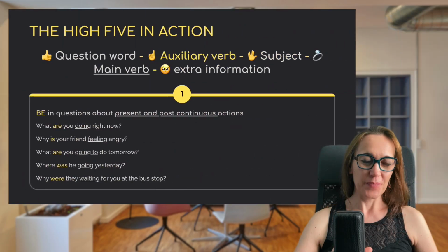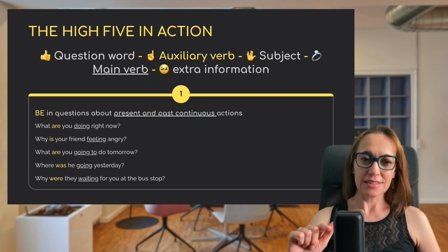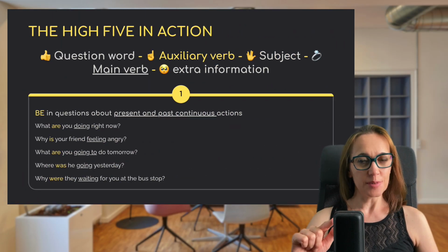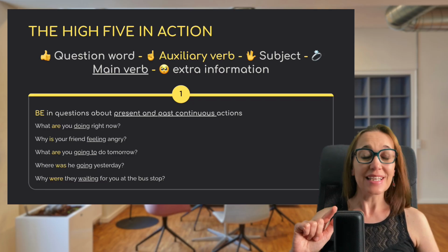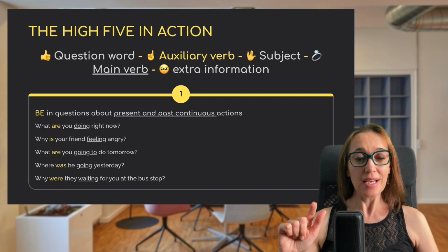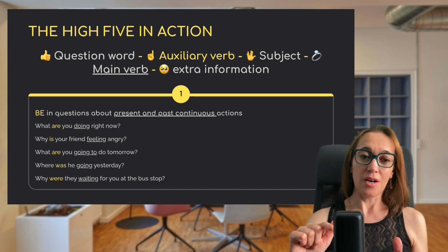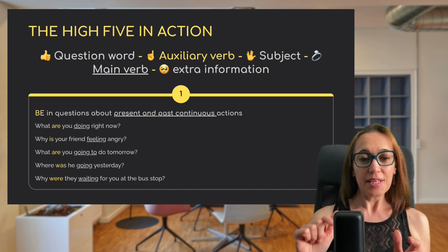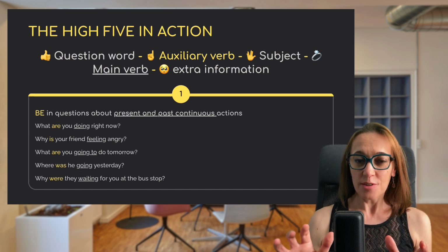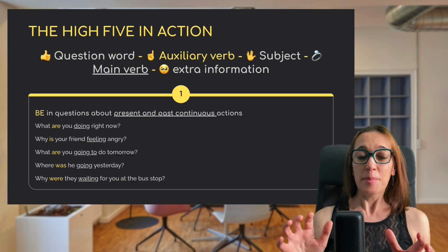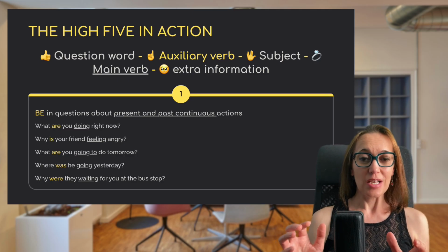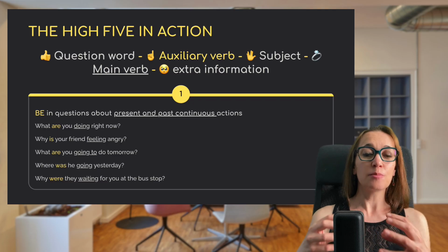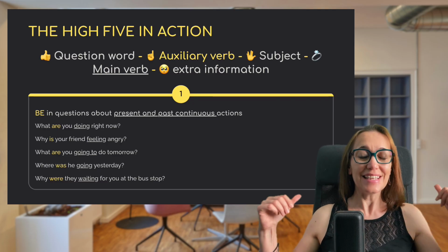Ready? First, we're going to look at the auxiliary verb, I mean the present and past forms of the verb to be. Here they are in yellow. These auxiliary verbs help us build questions about present and past continuous actions. I mean actions in progress, now and in the past.